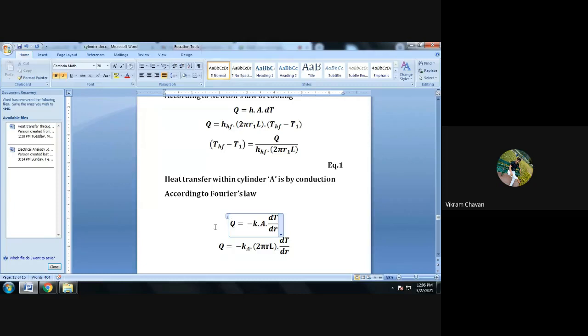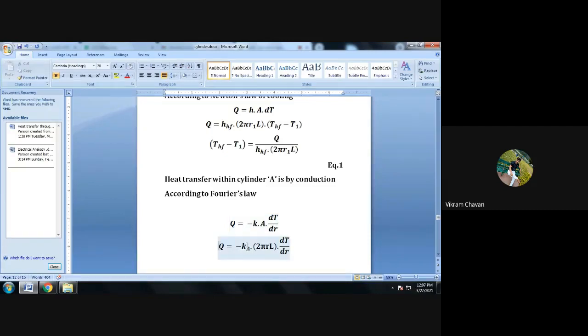Q is equal to minus K multiplied by A multiplied by dT divided by dr. You can directly write down the hollow cylinder heat transfer equation; I have done the derivation for understanding purposes. So Q is equal to minus K. This is the general equation.